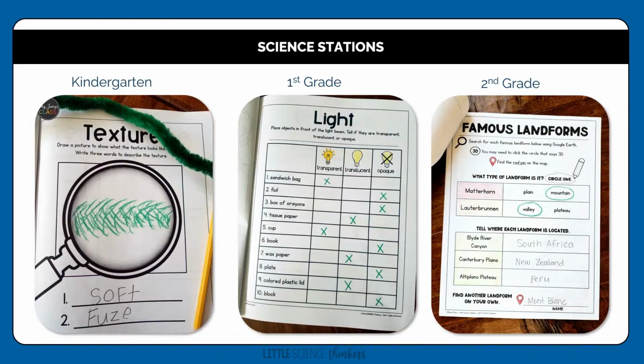So science stations, these are included in every unit. There's typically 6 science stations in every unit. And most of them I do recommend spending 2 class periods on. For example, the kindergarten unit 1 science station lesson, you're going to split that into 2 days, where you do maybe three rotations of the science stations on one day, and then the other 3 science stations you can do on the second day.